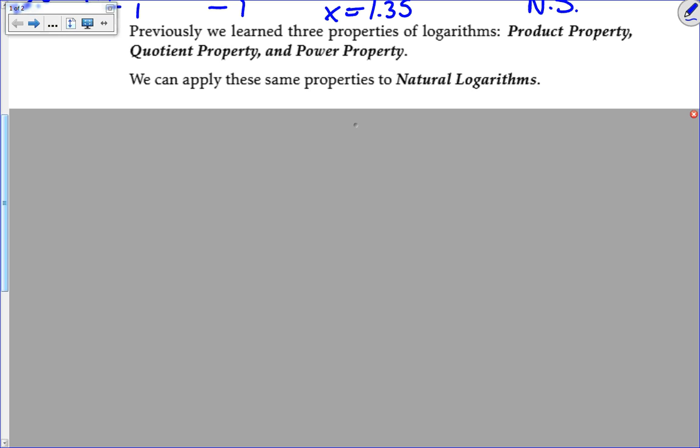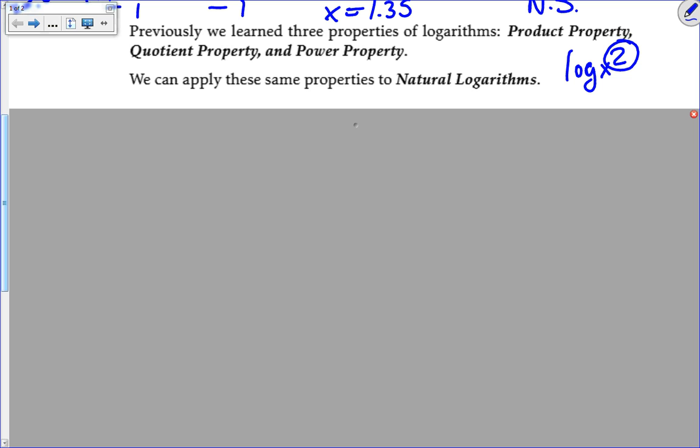And then if we had a power, so say we had log of x squared, what could we do with our power? So if we had like log of x squared, what did the power property say that we could do with that? So we don't have any multiplication, we don't have any division, we just have this thing that's being squared. What could we do with that? I'll give you a hint. What could we do with this 2?